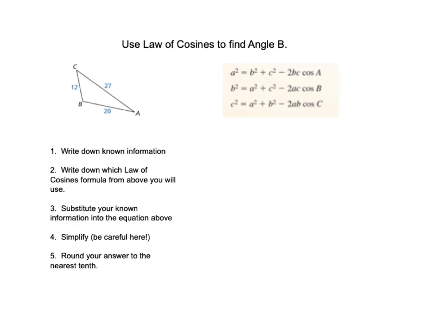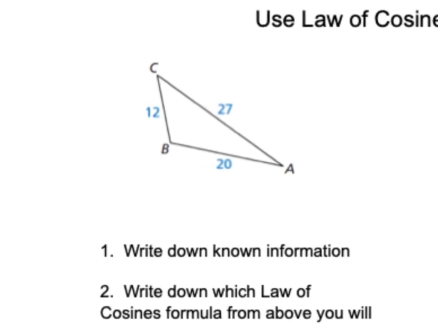Okay, you can also use the law of cosines to find an angle. We're going to do the exact same thing. And if you notice, this one has side, side, side. All three sides are given to you. And we always want to figure out what we know. All right, let's zoom in here.